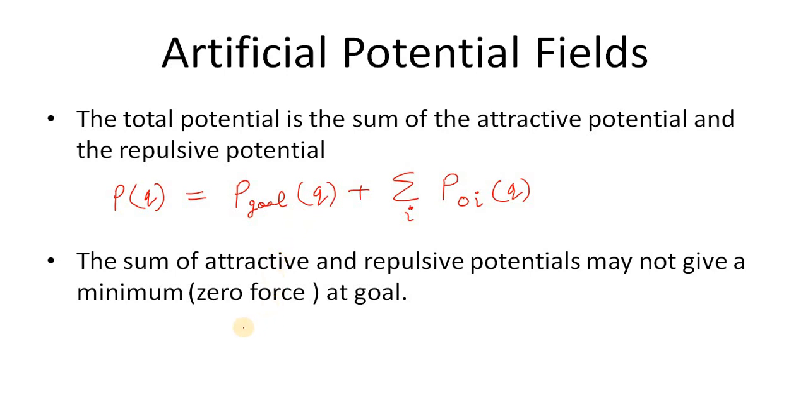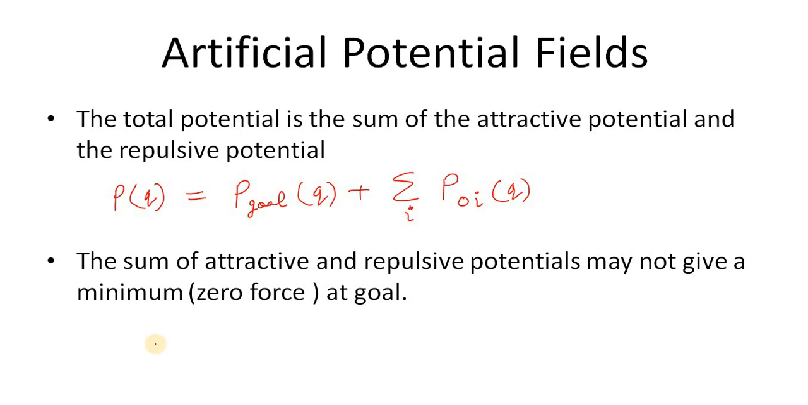And similarly, you can calculate the sum of attractive and repulsive potentials, and keep in mind that this may not give a minimum zero force at the goal. This is also possible. Although our goal is located at the minimum attractive potential, when we add the repulsive and attractive both, it's not necessary that they will always be zero at the goal.